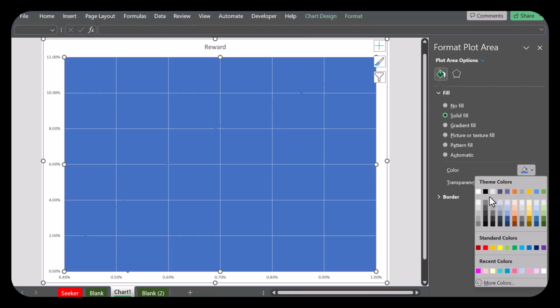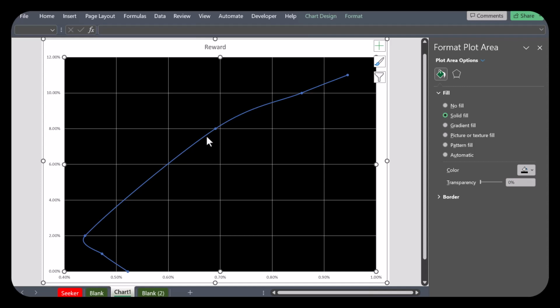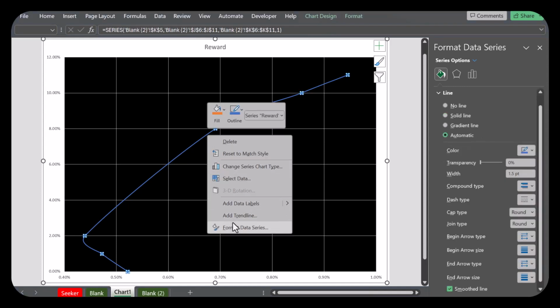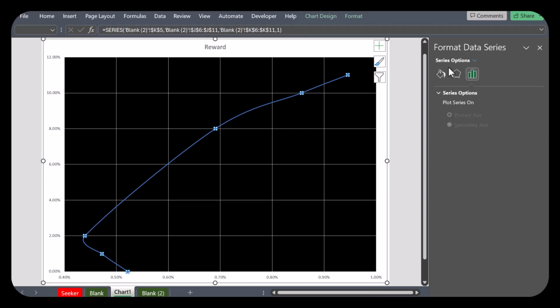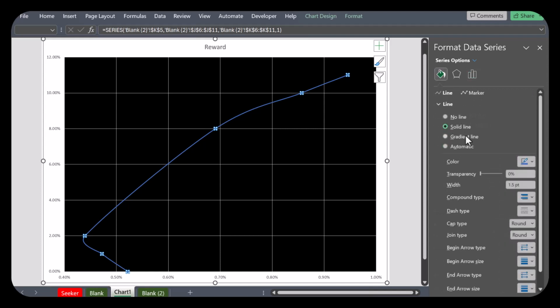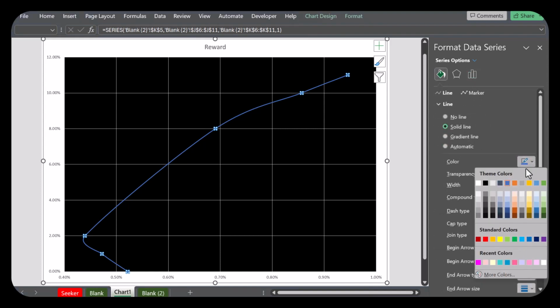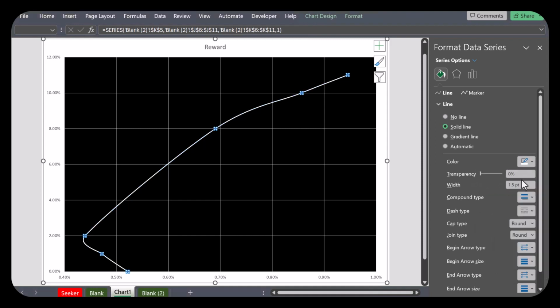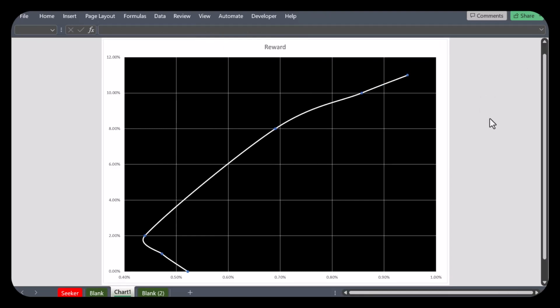Format data series. I'm going to have a solid line. I'm going to make it white, and I'll make it a little bit thick. It's my line. I can make it a little bit thicker. This is the so-called minimum variance boundary. Ideally, you would do it with a lot more values, but it kind of looks like this.